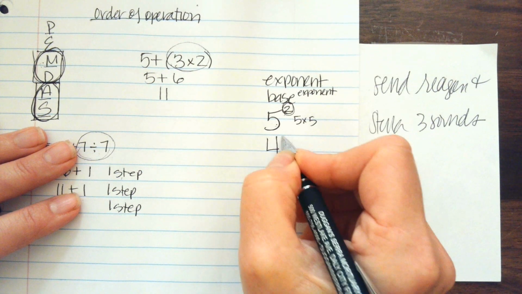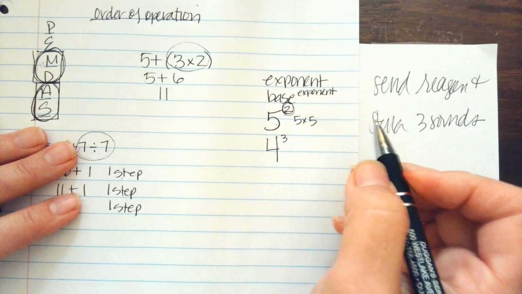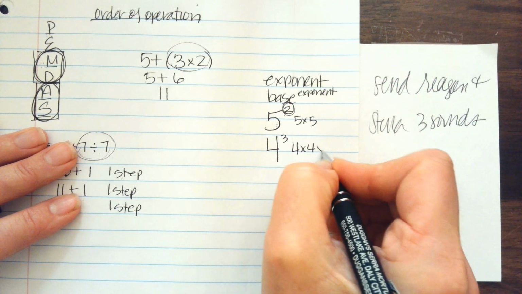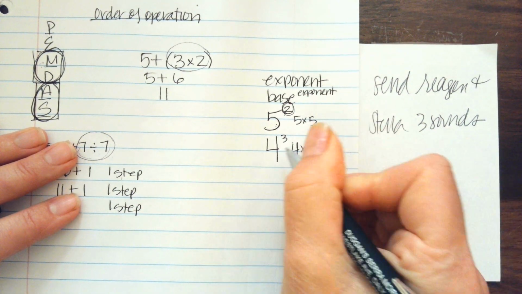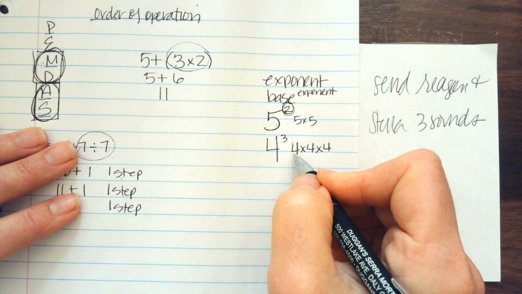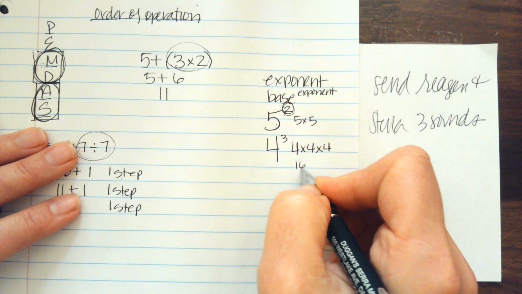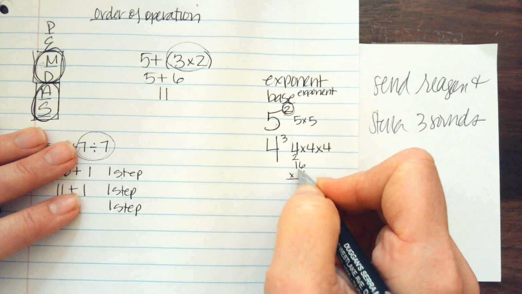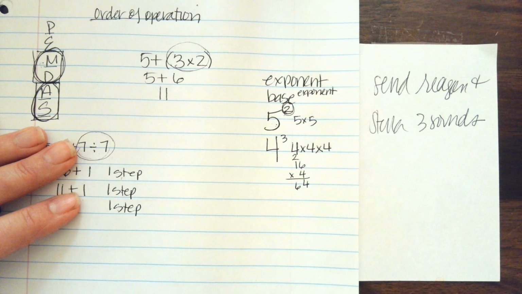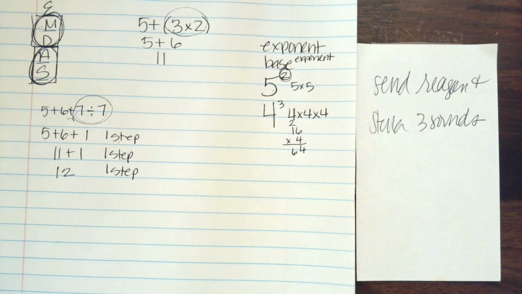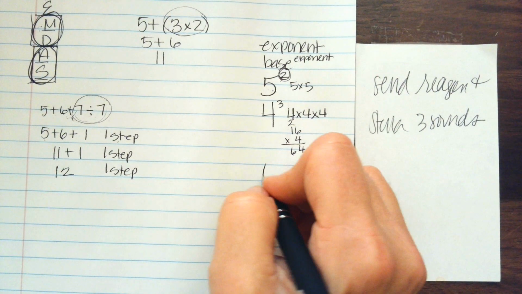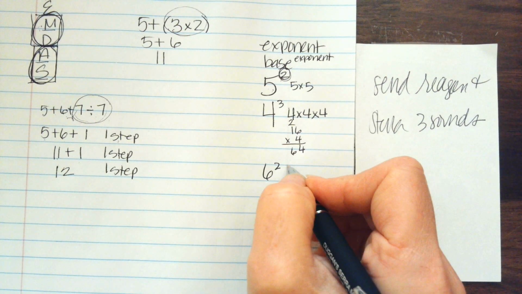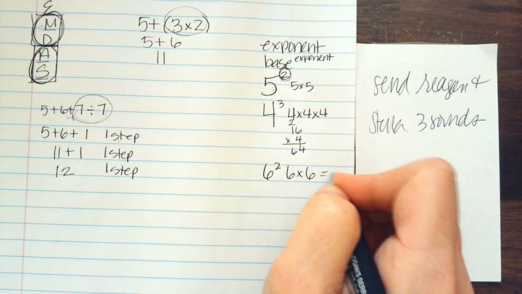So if you had 4 to the third power, or it's also called 4 cubed, you would do 4 times 4 times 4. It's not 4 times 3. So 4 times 4 is 16, and then 16 times 4 is 64. 6 squared, so when it's a 2, it's called squared, and that means 6 times 6, so it's just 36.